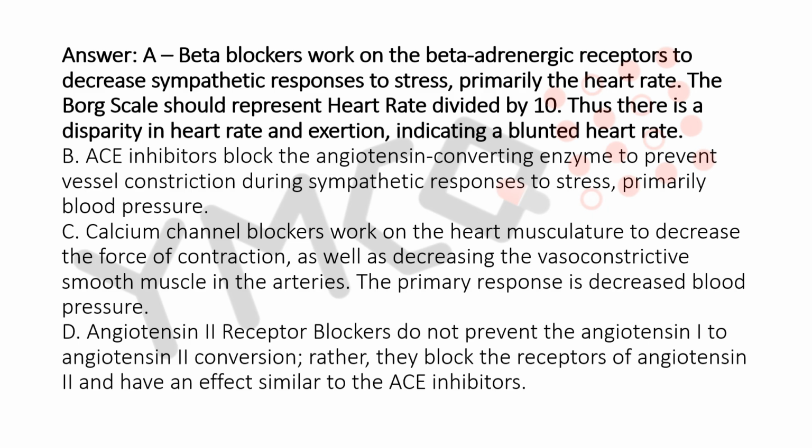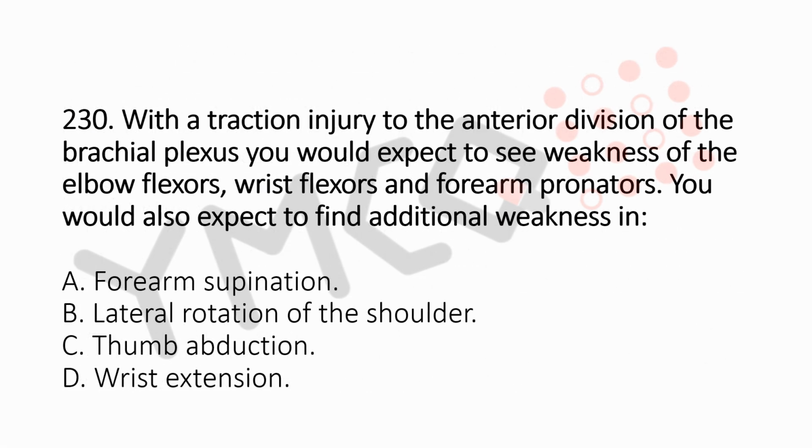Now let's move to question number 230. With a traction injury to the anterior division of the brachial plexus, you would expect to see weakness of the elbow flexors, wrist flexors and forearm pronators. You would also expect to find additional weakness in option A, forearm supination, option B, lateral rotation of the shoulder, option C, thumb abduction, option D, wrist extension.